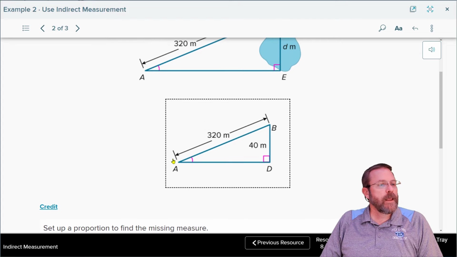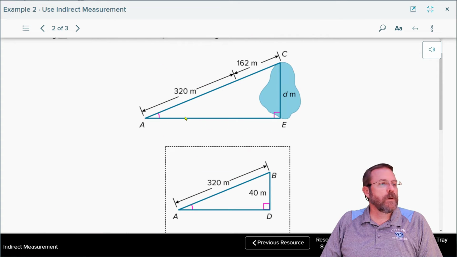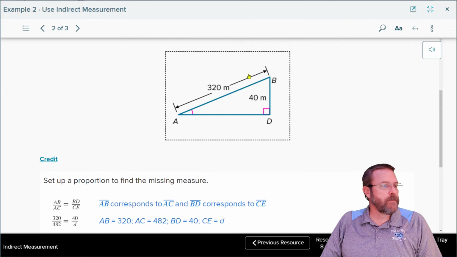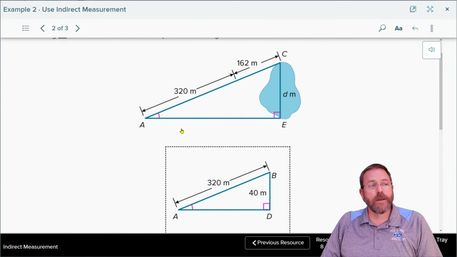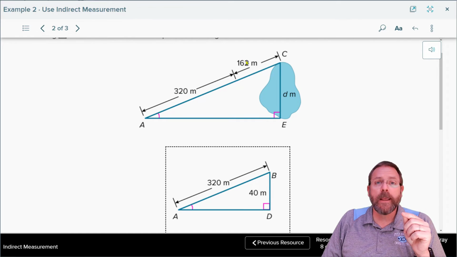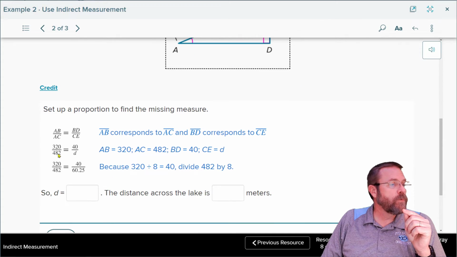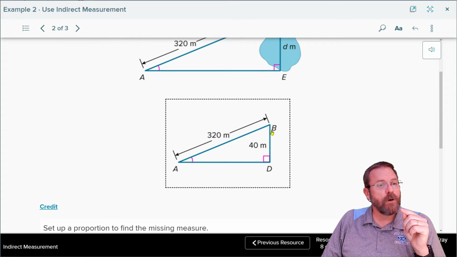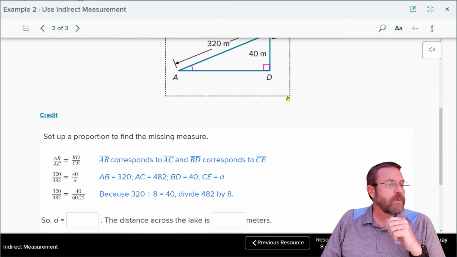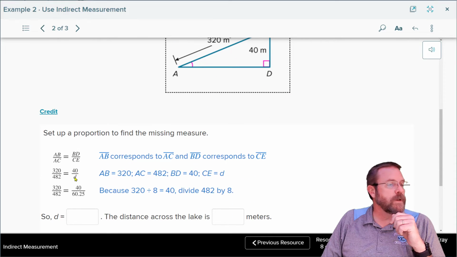So I can say that AB right here is going to correspond to AC, that long length. And then that would end up being the 320 for AB over 482. The 482 came from adding 320 and 162. So 320 over 482 is equal to, well, this height here we know is 40, and side CA, also known as D, that's what we're looking for. So it is equal to 40 over D.